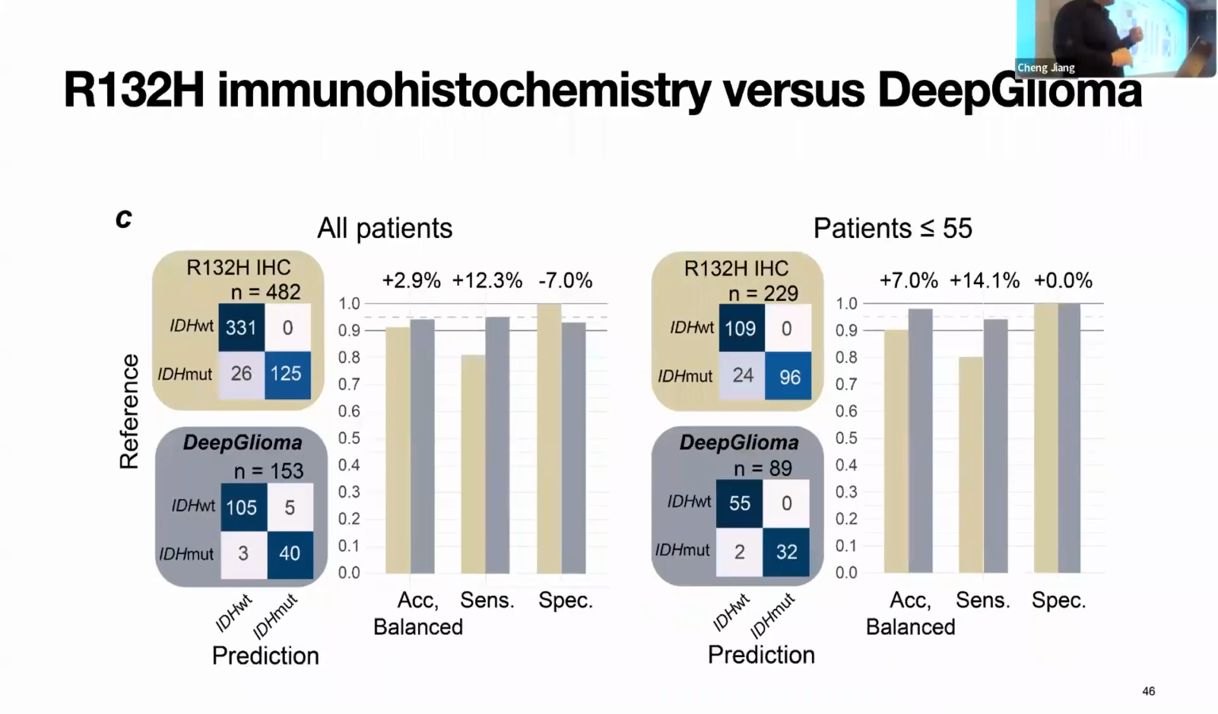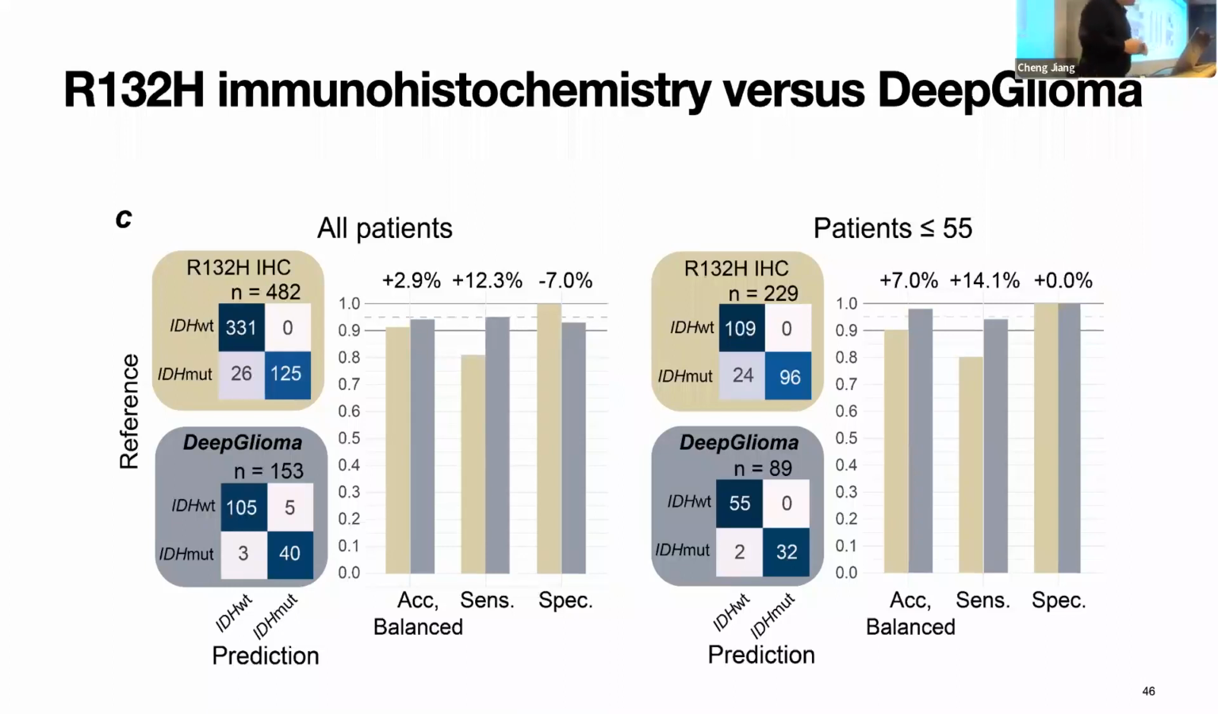So let's compare how DeepGlioma performs compared to the current way that we're diagnosing glioma patients, which is through immunohistochemistry. The problem with immunohistochemistry is that it only tests for a specific mutation, and it doesn't really account for non-canonical mutations or sometimes IDH2 mutations. This is especially important for patients with low-grade gliomas, which is very common in patients younger than 55 years old. That's why it's often recommended, in addition to immunohistochemistry, to also do sequencing, which is more expensive and takes more time.